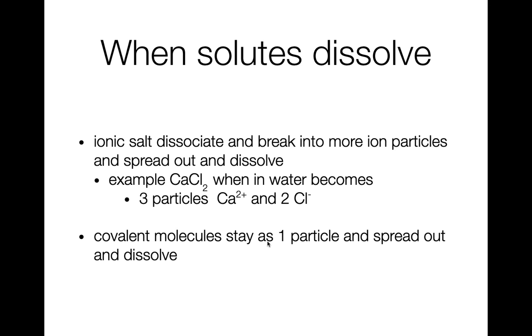What happens when something dissolves? Well, it depends. Ionic salts dissociate and break into more ion particles and spread out. So when I put CaCl2, ionic, metal with nonmetals, it becomes its ions, a Ca2+ and two Cl-, three ion particles. Well, if you put a covalent compound in and it dissolves, it doesn't break into ions because there are no ions in a covalent molecule. They just spread out. They don't dissociate.